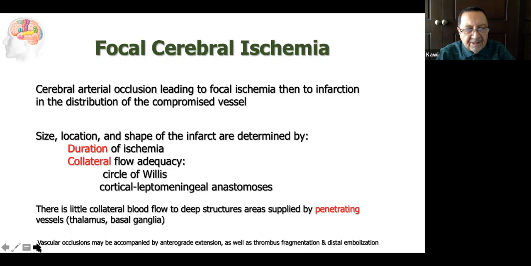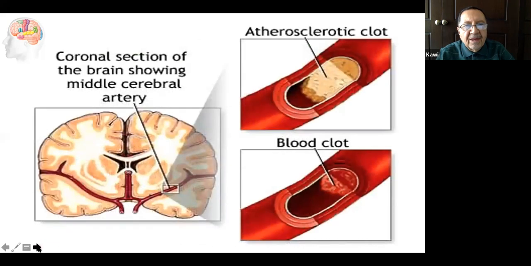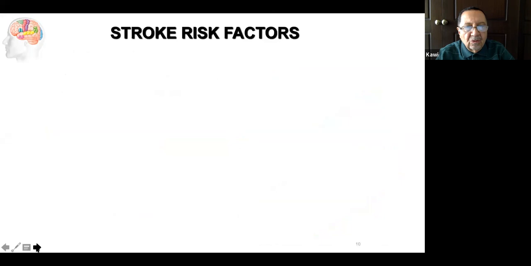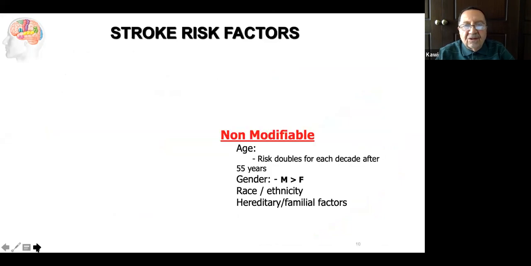Sometimes the vascular occlusion can be associated with propagation of the thrombus and increase in the size. As we can see here, the atherosclerosis inside the blood vessel or a blood clot that has traveled from somewhere else will cause occlusion of the blood vessel, and that occlusion, we have here the example of the middle cerebral artery, will cause the area that is supplied by the artery to be infarcted and to die. What are the risk factors of stroke?